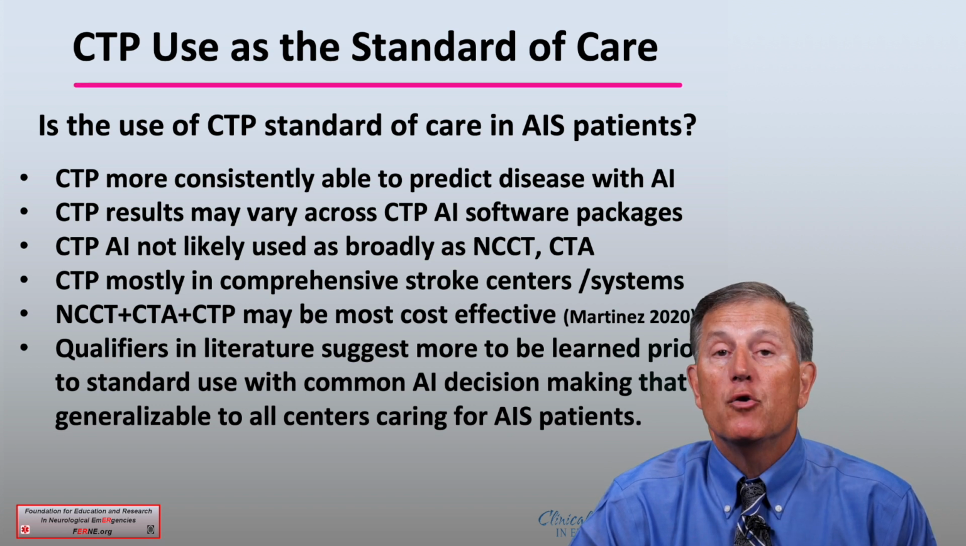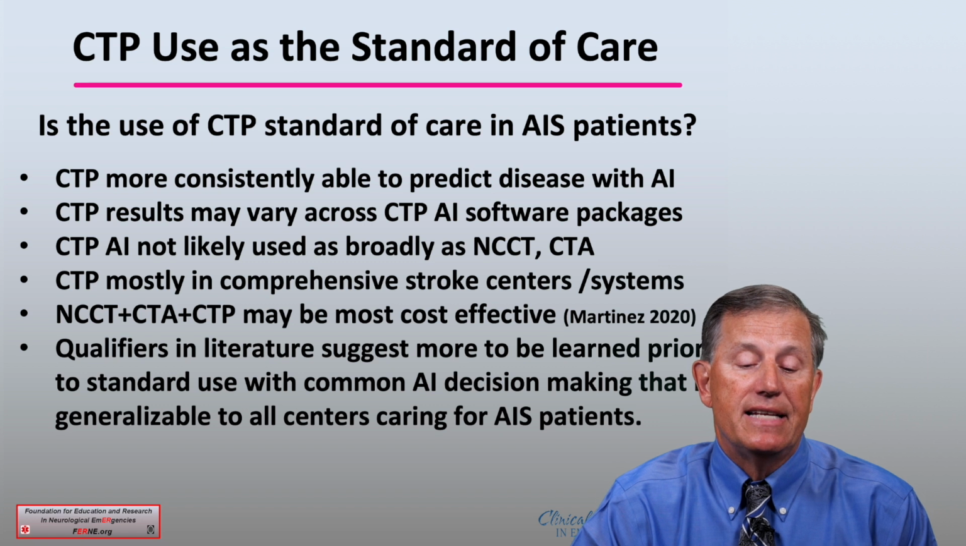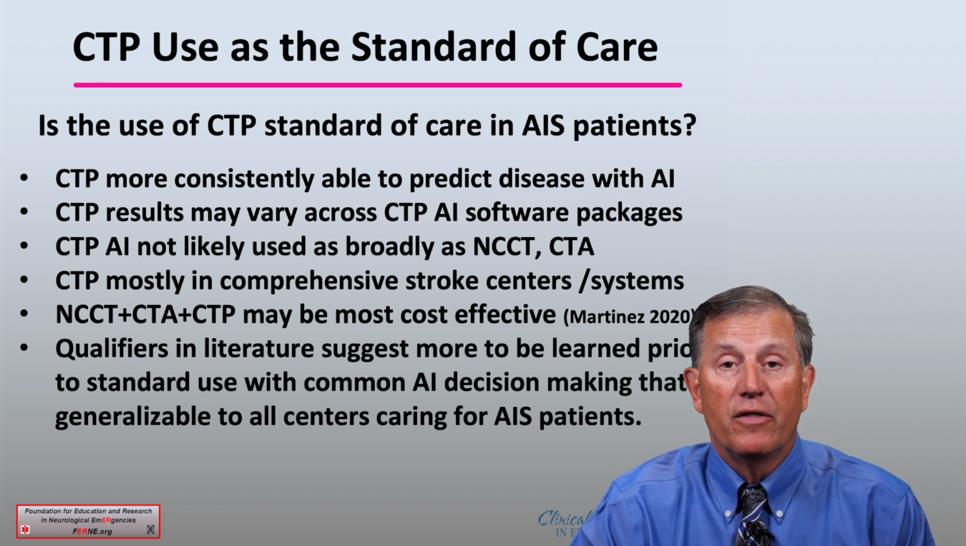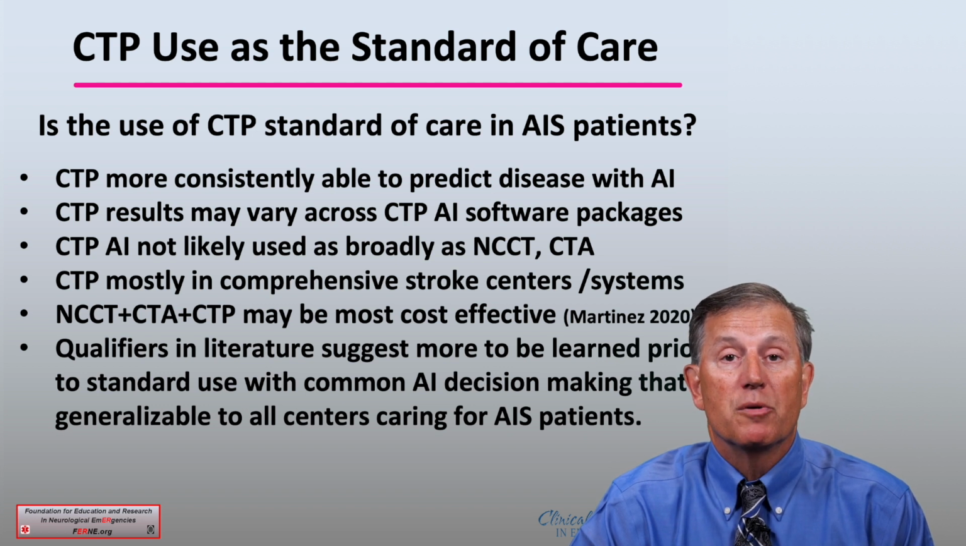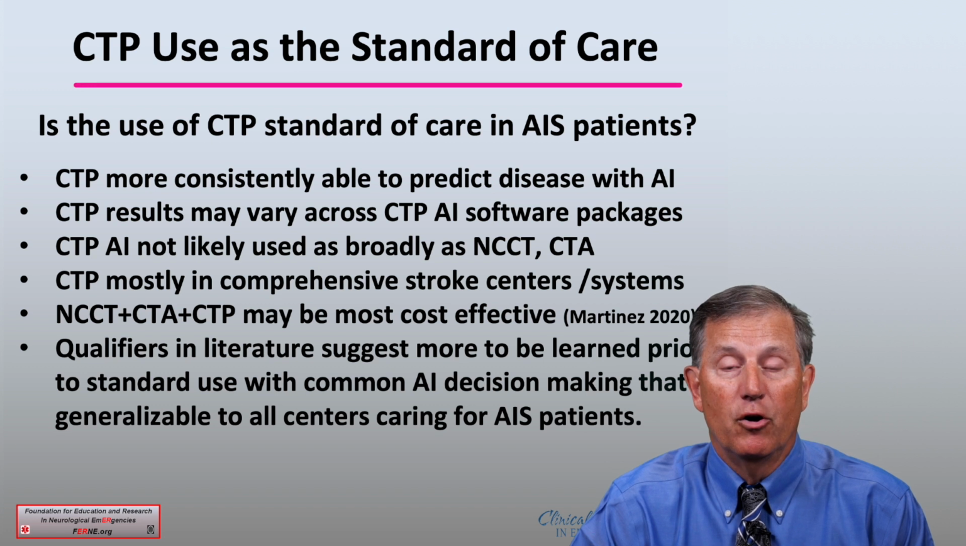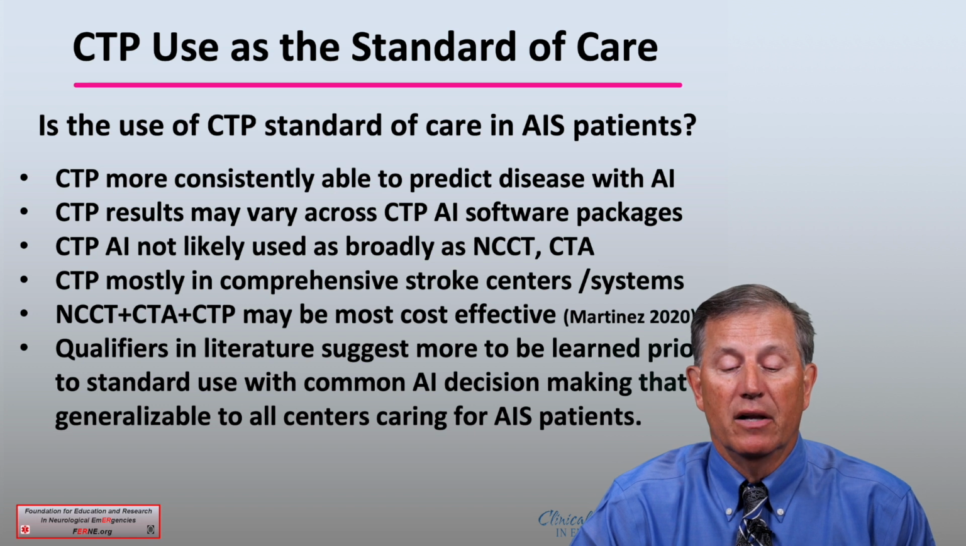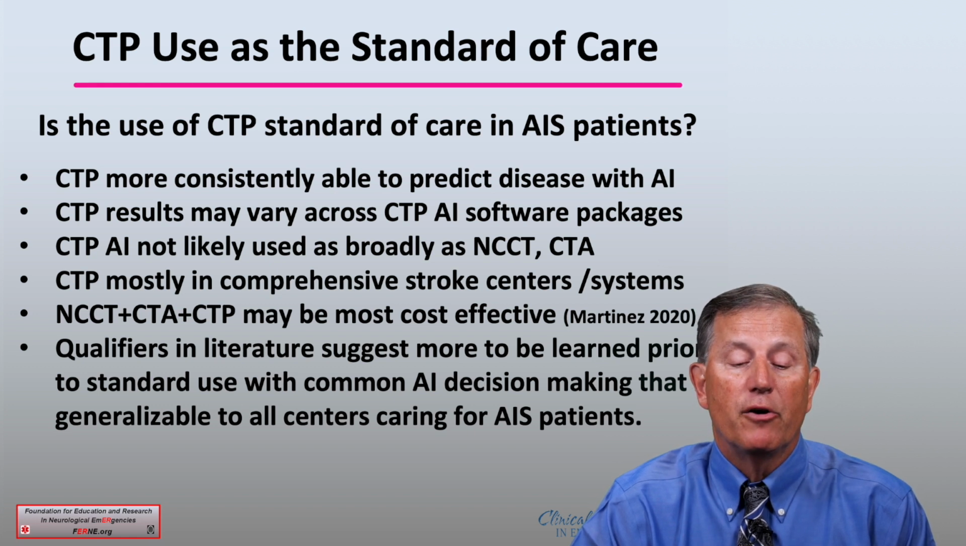And we do know that if you can utilize a non-contrast CT, CTA, and CT perfusion, this in fact may be the most cost-effective way, even though these tests have a cost themselves. It still might be the most cost-effective approach to managing patients with suspected or confirmed acute ischemic stroke. And we know there are qualifiers in the literature that suggest more is to be learned prior to standardizing the use of these common AI decision-making tools so that we can generalize to all centers caring for acute ischemic stroke patients.